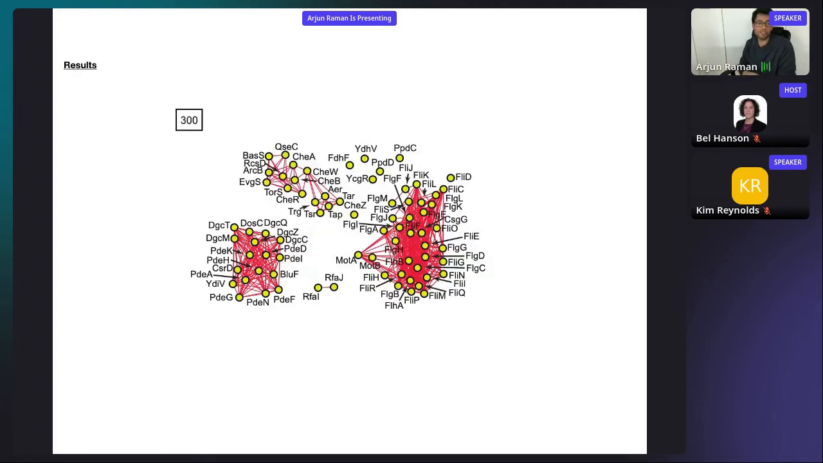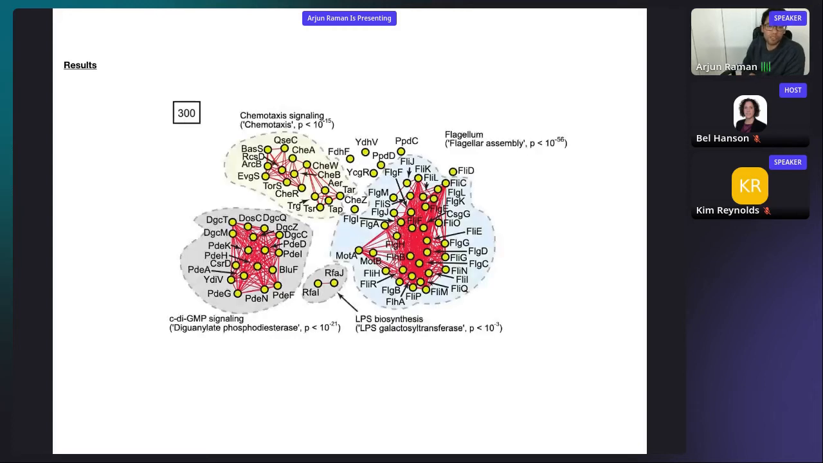Okay, here's the interesting thing. If we go down to a spectral depth of 300, the hairball of an interaction graph now fractures anisotropically into four different interaction graphs. If we perform gene set enrichment analysis on this, we find that these networks are substantially enriched for the flagellum, for chemotaxis signaling, for cyclic di-GMP signaling, and for LPS biosynthesis.